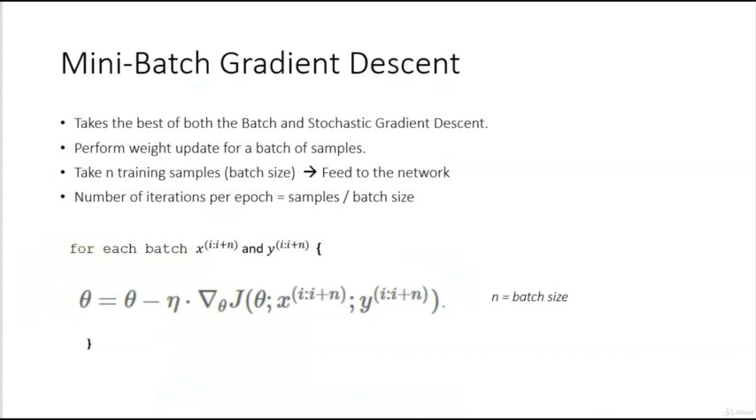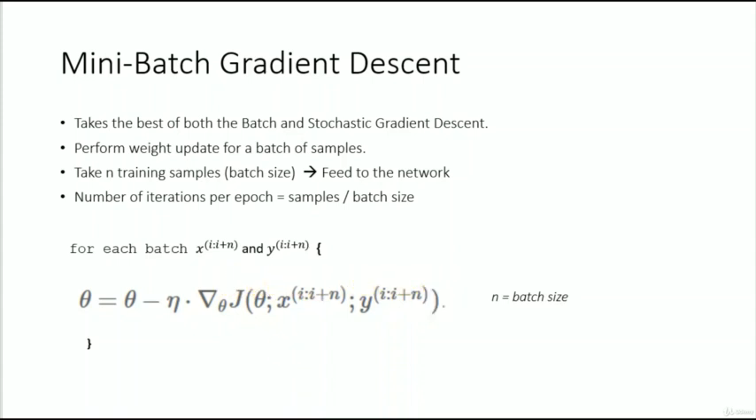Okay, now previously we saw that for each sample we need to perform the weight update, but now it's for each batch. So for each batch we're going to perform the weight update, and it's the same: the old weight minus the learning rate times the differentiation of the error with respect to the weight. And this loss function is calculated for each batch.